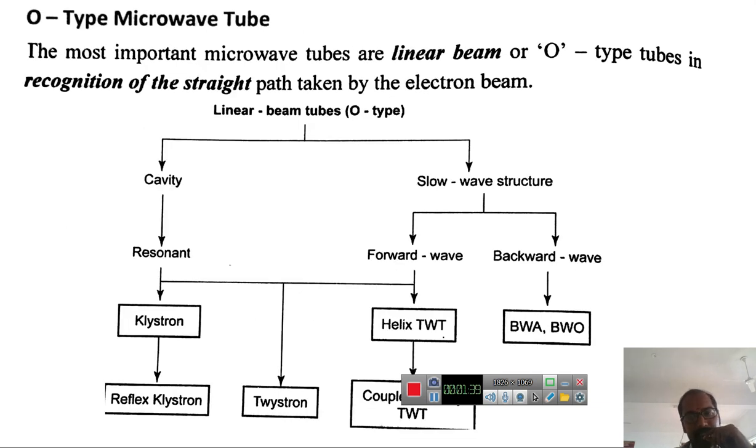So this is the general classification of the O-type microwave tubes. Based on the cavity, we classify into the reflex klystron and the two cavity klystron. Based on the slow wave structure, we classify into the helix traveling wave tube, the backward amplifier, and the final one is the backward oscillator. So these are some basic classifications of microwave tubes in O type.